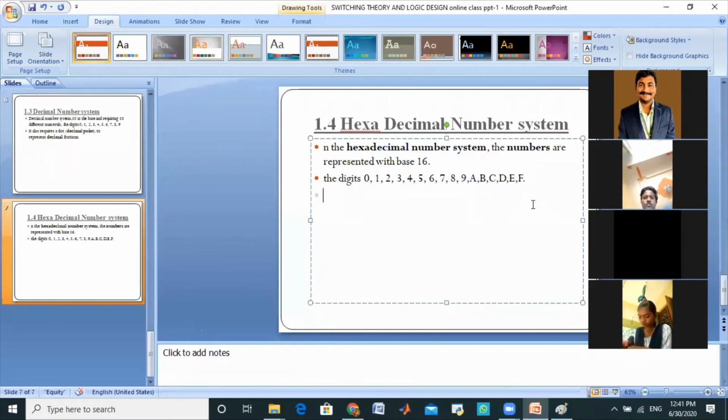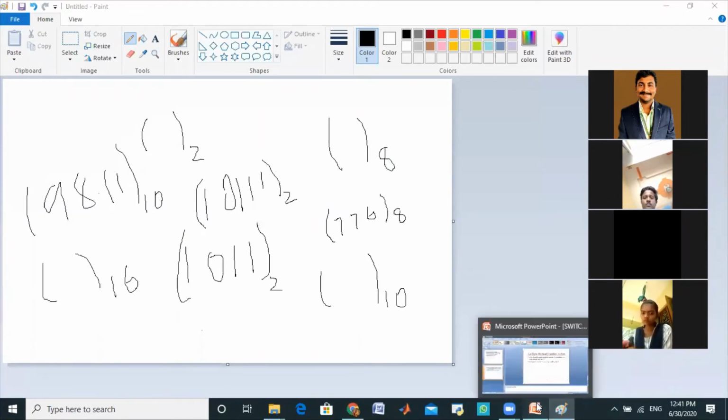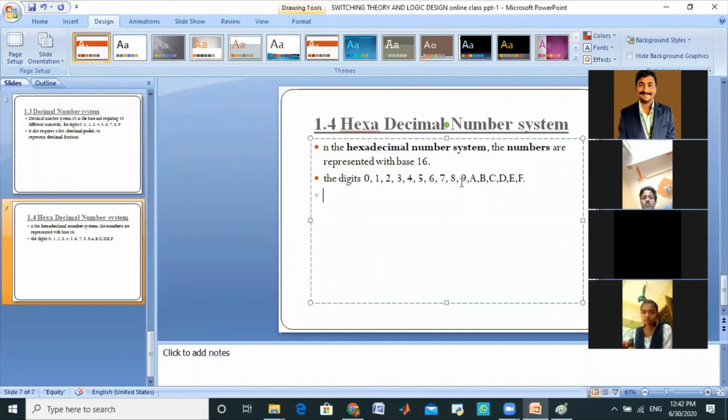In the hexadecimal number system the base is 16. So the base here is 16. And we write the numbers like this: from 0 to 9 we write normally. From 10 onwards, 10 11 12 13 14 15, we write as A, B, C, D, E, F. Remember that point, guys. A, B, C, D, E, F.